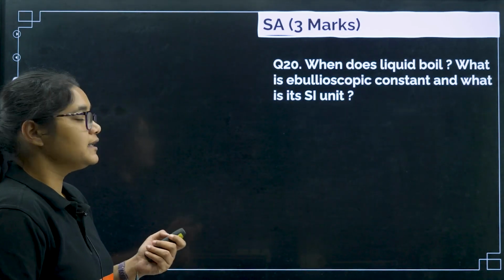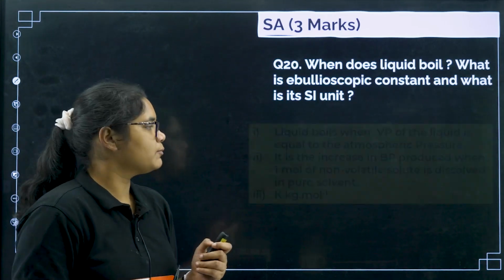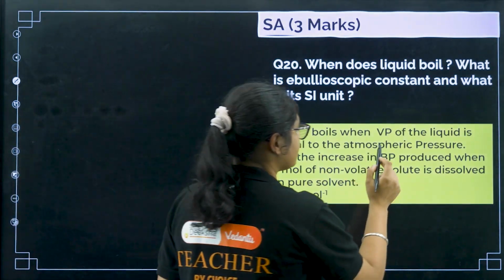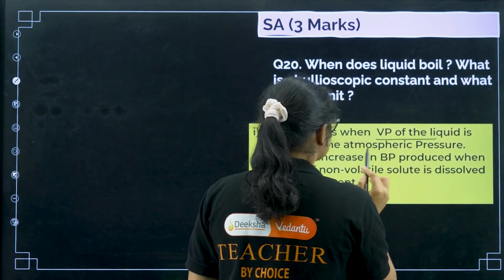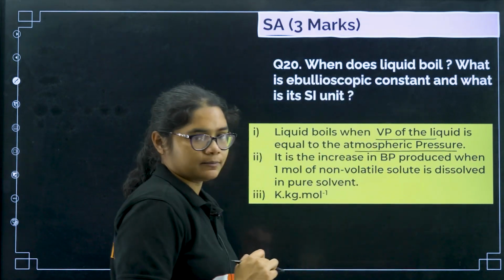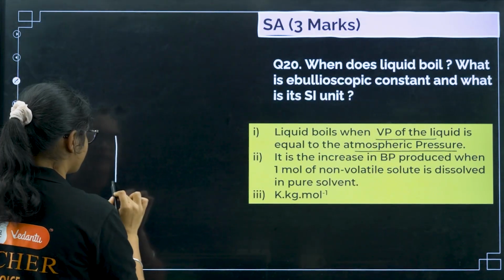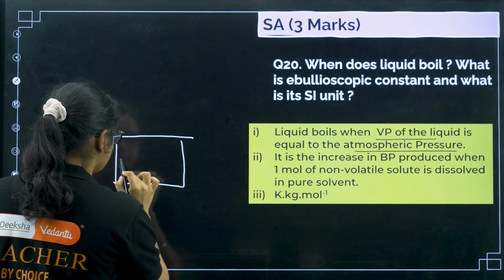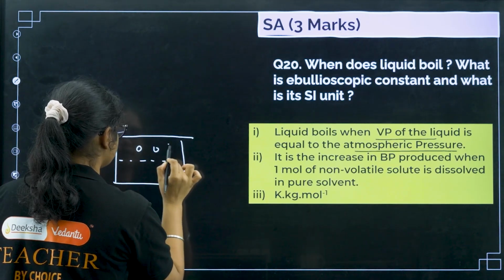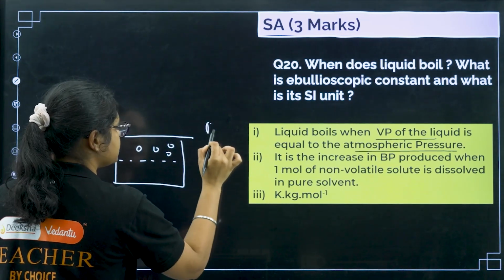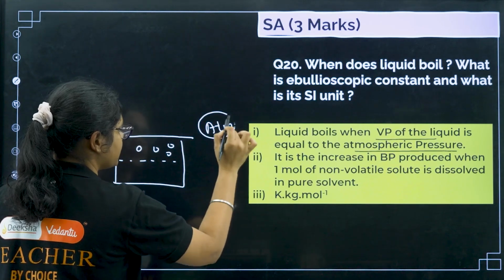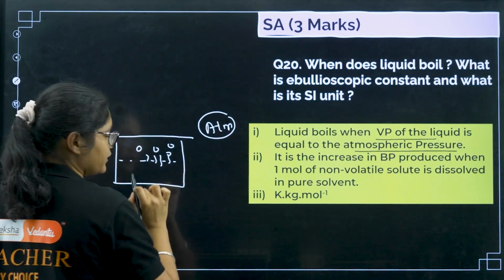Okay, so when does liquid boil? So liquid boils at the temperature when the vapor pressure of the liquid is equal to the atmospheric pressure. Okay, so now see, suppose we have a liquid. Okay, it will have some vapor pressure. Now if this vapor pressure is equal to the atmospheric pressure, at that time the liquid will start to boil, right?